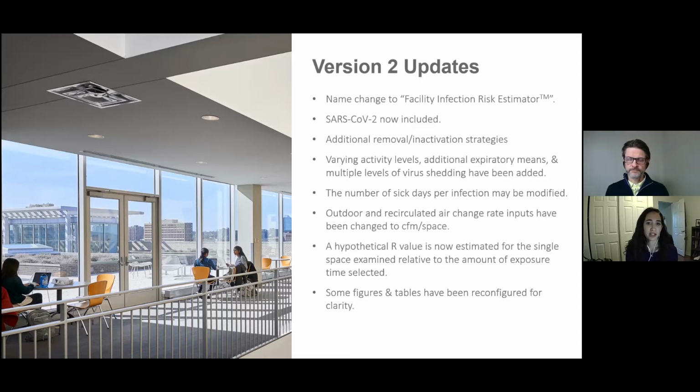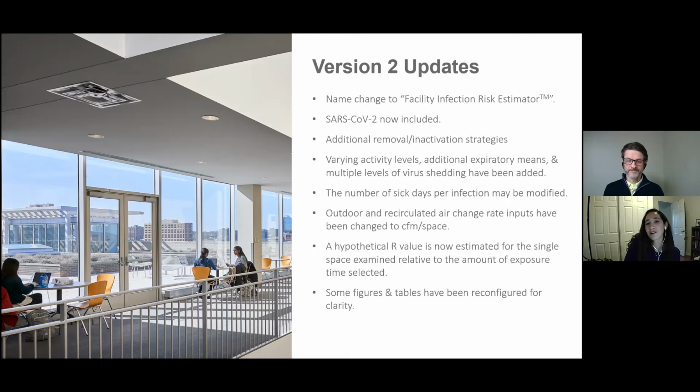Inputs for air change rates for both outdoor and recirculated air have been changed to CFM per space rather than CFM per person. You can typically find these numbers on mechanical drawings, as-built, or construction documents to get a good sense of what the space was designed for. But we also recommend taking real measurements so that you can model what's actually happening in the space. And to do this, you may need an engineer's help. I think we know where to find some if you want a recommendation.